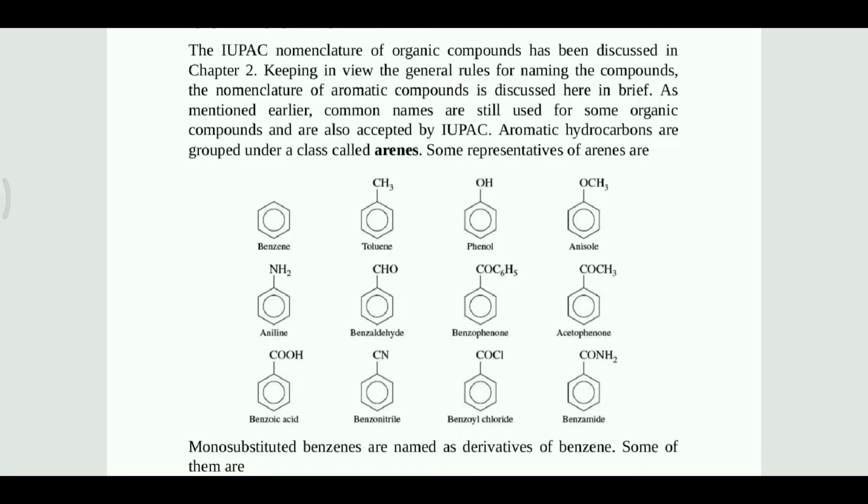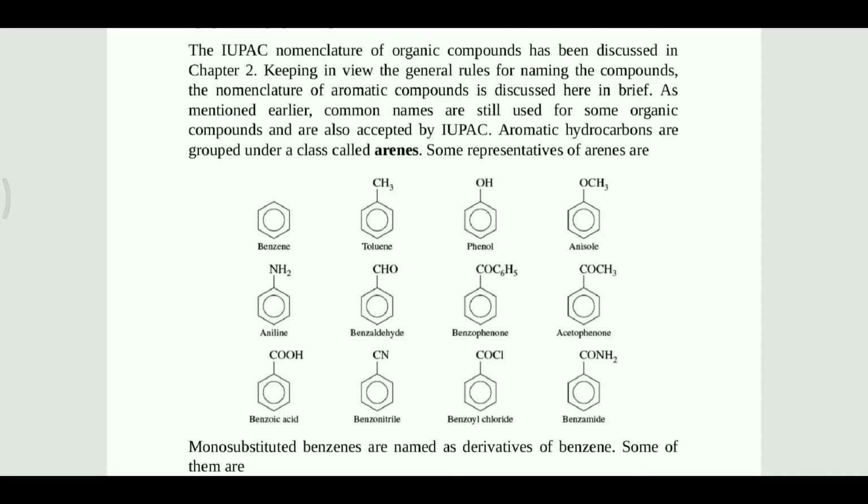Attachment of an aldehyde group to benzene is called benzaldehyde. COC6H5 is a type of ketone, C double bond O, right? It is an example of benzophenone. Addition of COCH3 to benzene is acetophenone. Another one is addition of a carboxylic acid, C double bond OH, to a benzene ring system, called benzoic acid. Meanwhile, addition of a cyanide group to the benzene ring system is called benzonitrile.